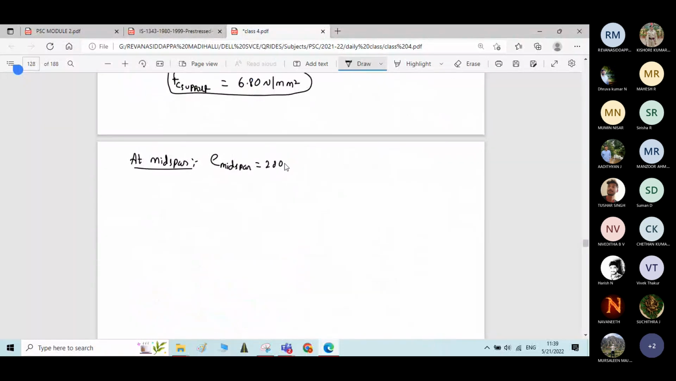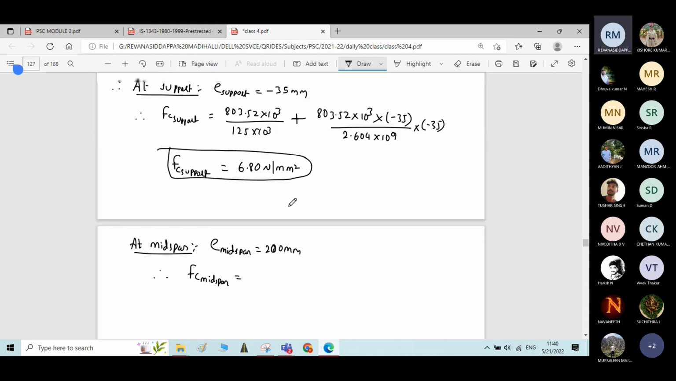200 mm. Okay, E at midspan is equal to 200 mm. Therefore, FC at midspan is equal to P by A, same value 803.52 into 10 power 3, divided by 125 into 10 power 3, plus PE by I into E.